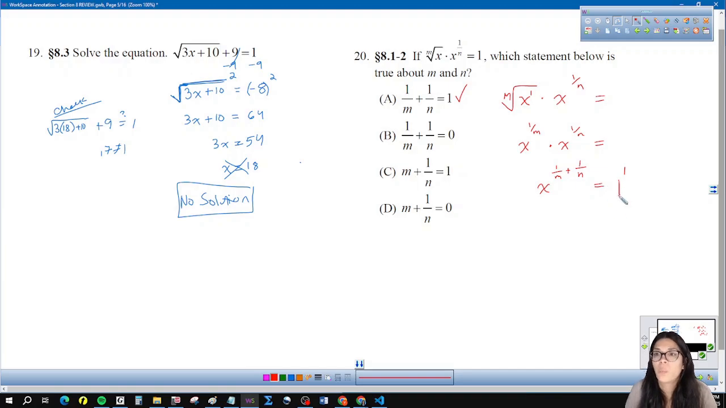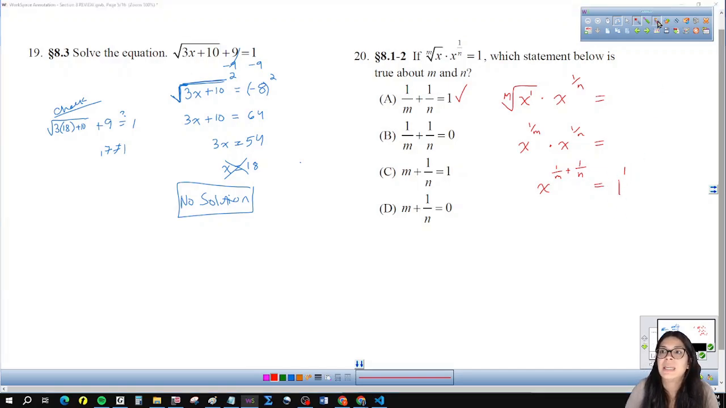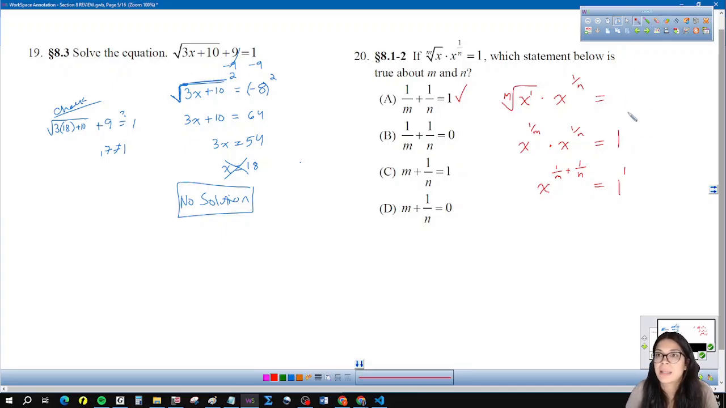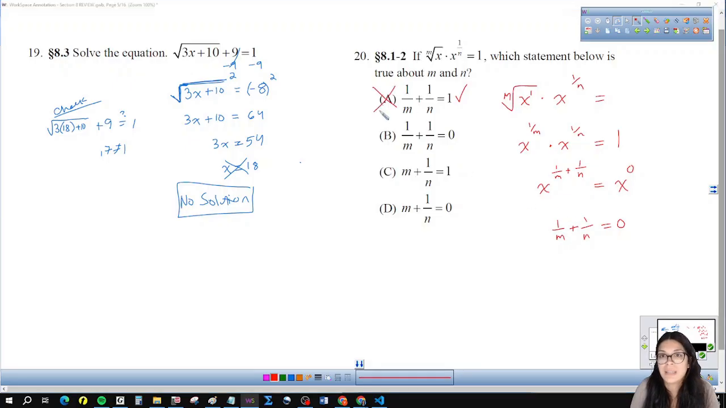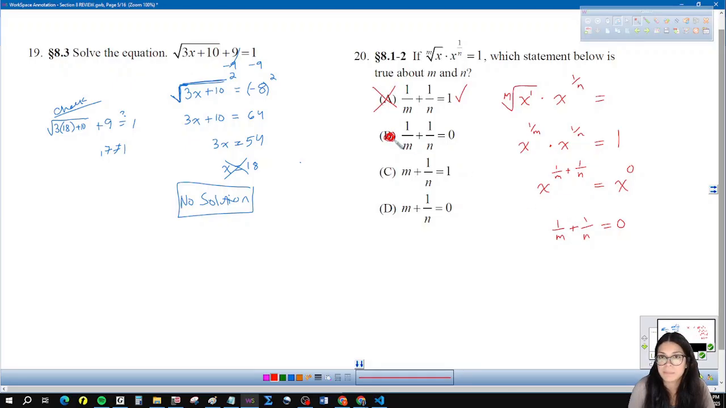So when I put here 1 to the power 1, that doesn't help me. I need to write 1 as a base of x. So x to what power would equal 1? Well, I know that anything to the power of 0 equals 1. And so that means that 1 over m plus 1 over n has to equal 0. Now that the bases are the same, I can compare and say that the powers must be equal. So actually it is not A. The correct answer is B.